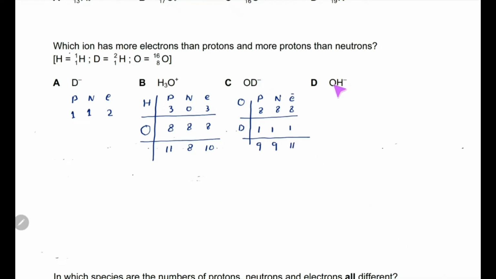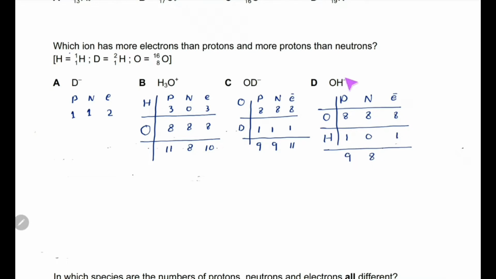Now the hydroxide ion: oxygen again, the same as here, just a neutron will be missing. Writing the proton, neutron, and electron: here is oxygen, atomic number 8 and mass number 16, so 16 minus 8 becomes 8 neutrons, and 8 electrons. Now for hydrogen, atomic number 1, so 1 proton, neutron 0 because it's protium, and it has 1 electron. Then the totals are 9 protons, 8 neutrons, and 9 electrons, and 1 electron gained for the negative charge, a total of 10 electrons.